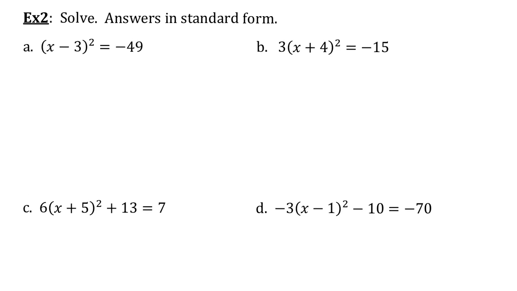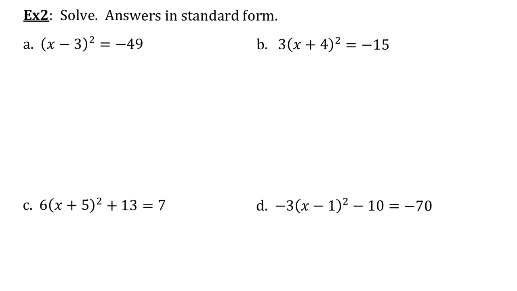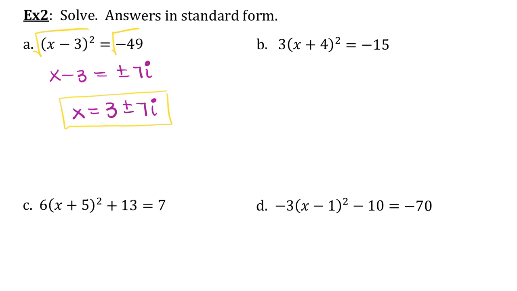Okay, let's do some more square root problems. And again, we're going to put our answers in standard form if they are complex. Actually, they're all complex if they are imaginary. X minus 3 equals the square root of negative 49, which is plus or minus 7i. Let's add the 3 to the other side. And then when I write the answer, I'm going to put the real first and the imaginary second because that is standard form. So in this case, the order matters.